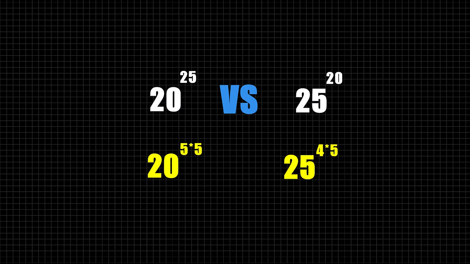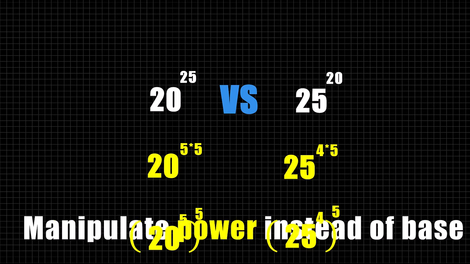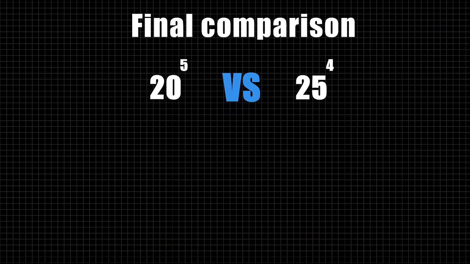Since they both have 5 in the powers, we can rewrite these two numbers with brackets. So now we don't need to compare the original two big numbers, we only need to compare the new bases in the bracket. Now the numbers are much smaller. Now, compare 20 to the power of 5 and 25 to the power of 4.